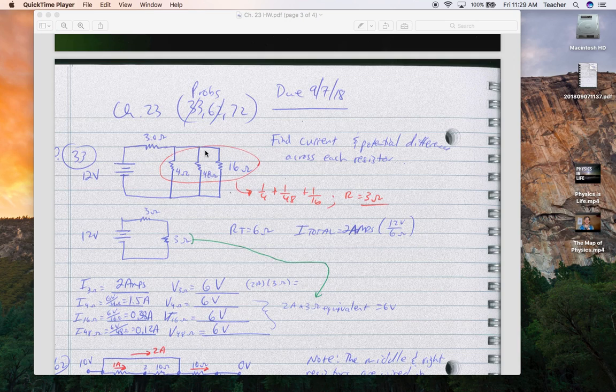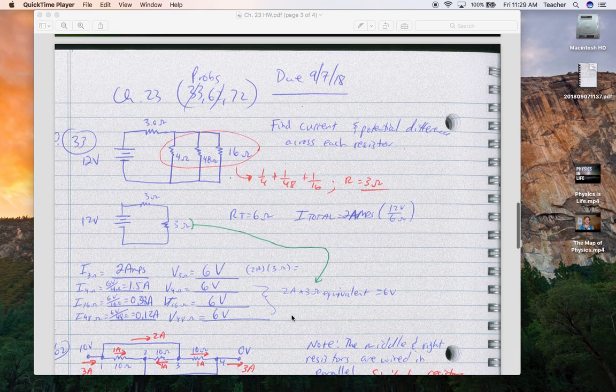Therefore, in any of these 3 paths, which the current goes, I have 12 minus 6 volts, or 6 volts left. That's why all these happen to be 6 volts. 2 amps times the equivalent resistance of that part of the circuit. To find the current in each individual branch, now I'm going to zoom in on that branch and take 3 volts divided by 4 ohms, 3 volts divided by 48 ohms, 3 volts divided by 16 ohms.